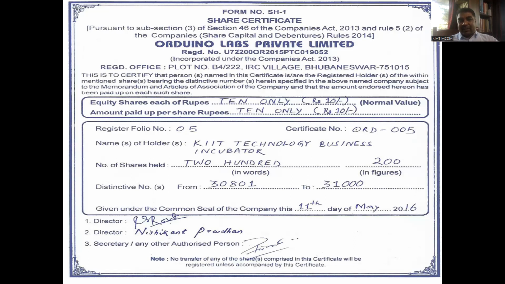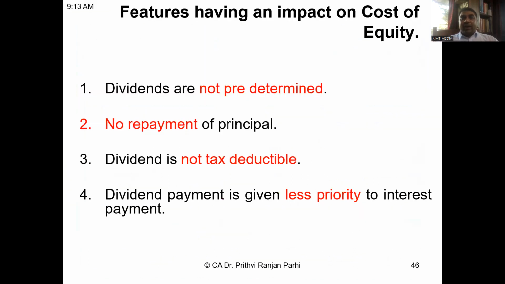This is an example of a share certificate. Shareholders get certificates like this, an entitlement that they are the shareholders. Unlike debt, equity shares have some typical features. First of all, dividends are not predetermined. In case of debt, you know beforehand how much interest you have to pay, whether 10%, 11%, 12%, but you don't know how much dividend you will get as an equity investor because it depends upon the profit.